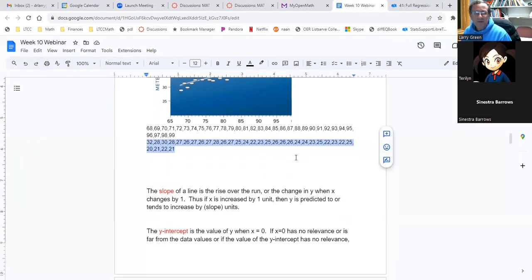Okay, so let's do some interpretation. Let's start with the line itself. I've created a template, and here's the template I wrote. The slope of a line is rise over run. Hopefully you know that from the basic algebra you once had. Do you remember that at one point?